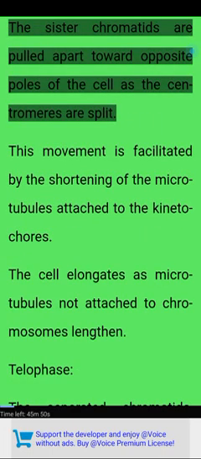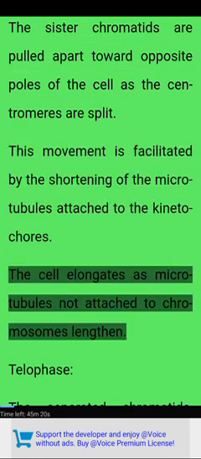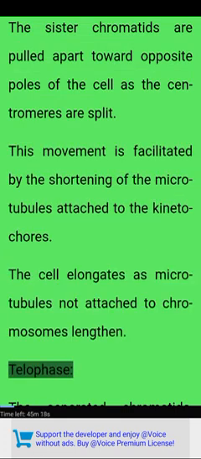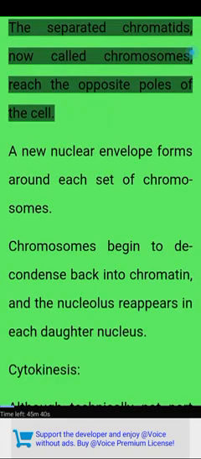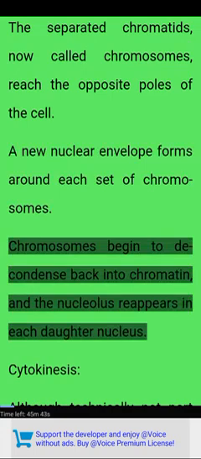Anaphase. The sister chromatids are pulled apart toward opposite poles of the cell as the centromeres are split. This movement is facilitated by the shortening of the microtubules attached to the kinetochores. The cell elongates as microtubules not attached to chromosomes lengthen. Telophase. The separated chromatids, now called chromosomes, reach the opposite poles of the cell. A new nuclear envelope forms around each set of chromosomes. Chromosomes begin to decondense back into chromatin, and the nucleolus reappears in each daughter nucleus.